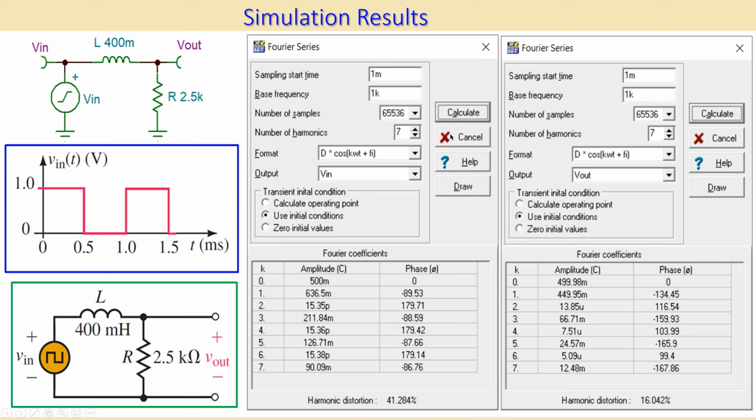This is the Fourier series of the input. What you see is I just started sampling at 1 millisecond because the first part of the signal is sometimes the transition, so that will not be really accurate for sampling. So most of the time you start a little bit later with sampling. That's what I do here. The base frequency is of course our fundamental frequency, 1 kilohertz. The number of samples is, as the name implies, the accuracy of your sampling. So I chose the largest one in this simulation.